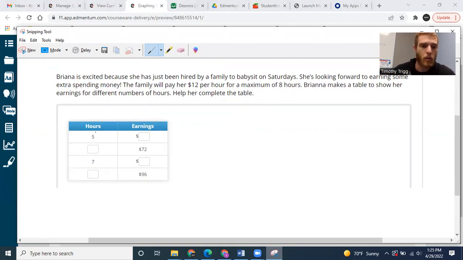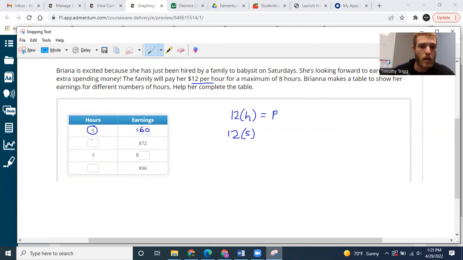Okay, so basically if she works 5 hours, how much will she earn? Well, the key thing here is that she earns $12 per hour. So you do 12 times the number of hours, and that'll give you the amount she gets paid. Okay, so we'll put P here for pay. So if we do $12 times 5 hours, she'll get paid 60. Okay, 12 times 5 is 60.